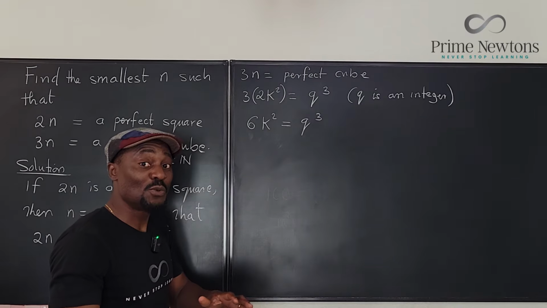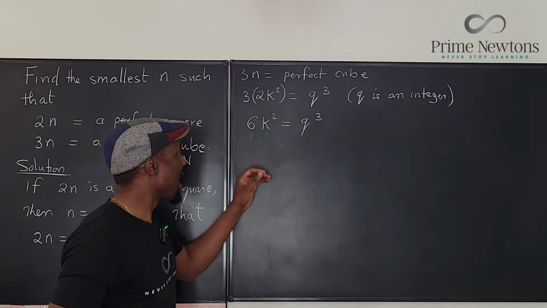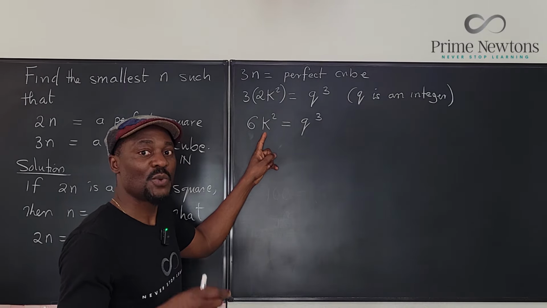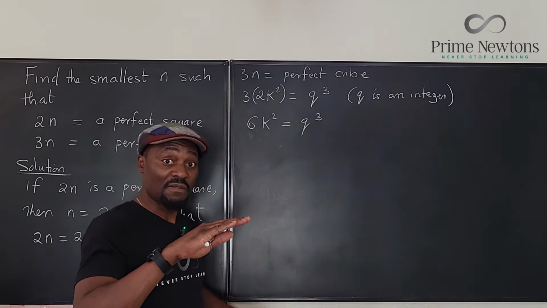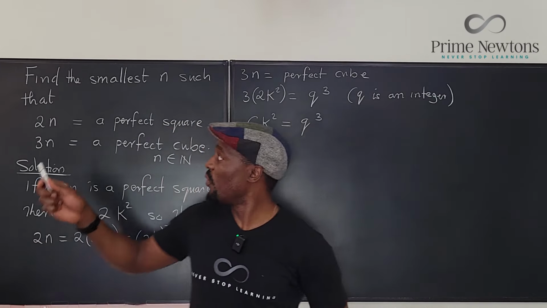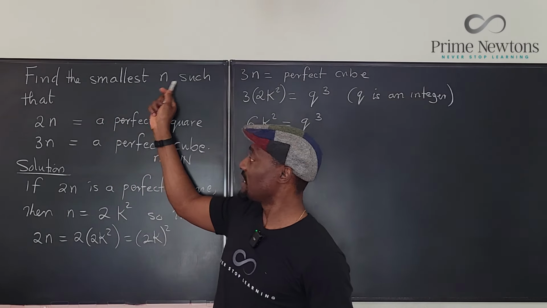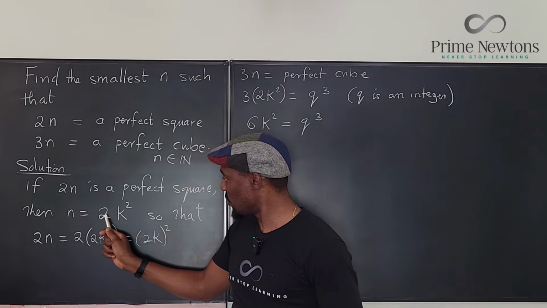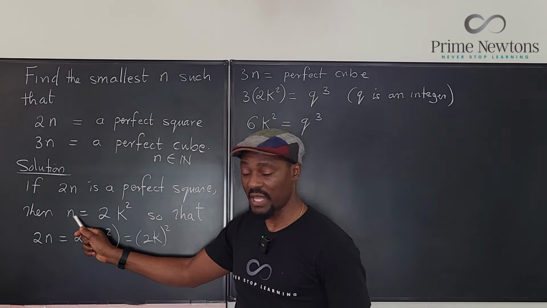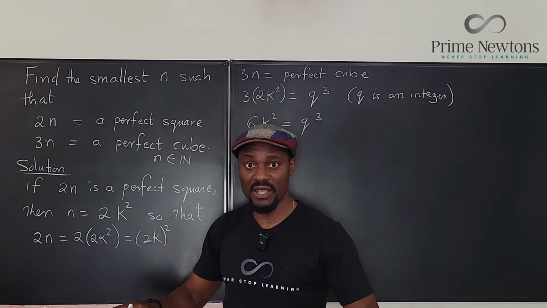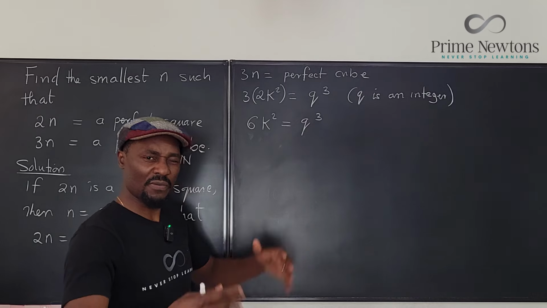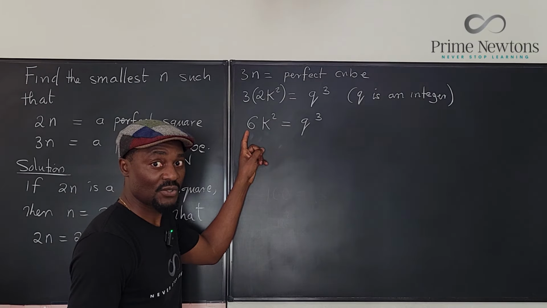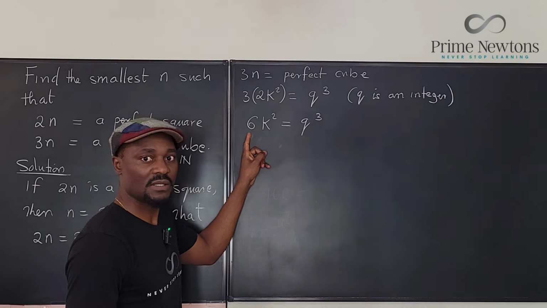Another way is to do brute forcing and say, hey, I'm going to take the number 6 and multiply it by a bunch of perfect squares and see which of them is going to be a perfect cube. The first one that gives me a perfect cube will provide me the answer to the smallest n, because we said that n is 2k squared. So n is the smallest when k squared is the smallest. So you can just try all the perfect squares. The first perfect square is 1. 1 times 6 is 6. It's not a perfect cube. Next one is 4. 4 times 6 is 24.